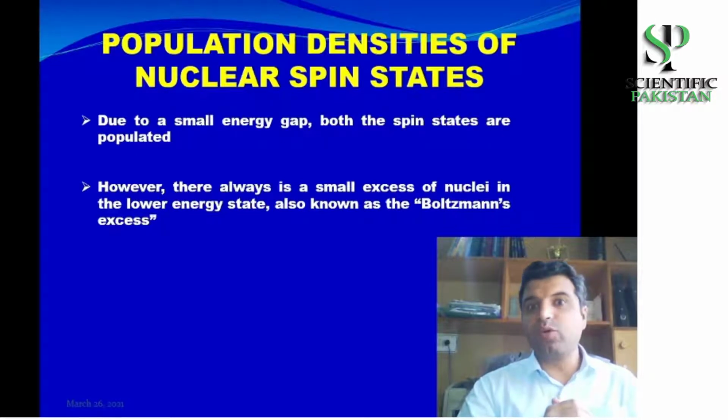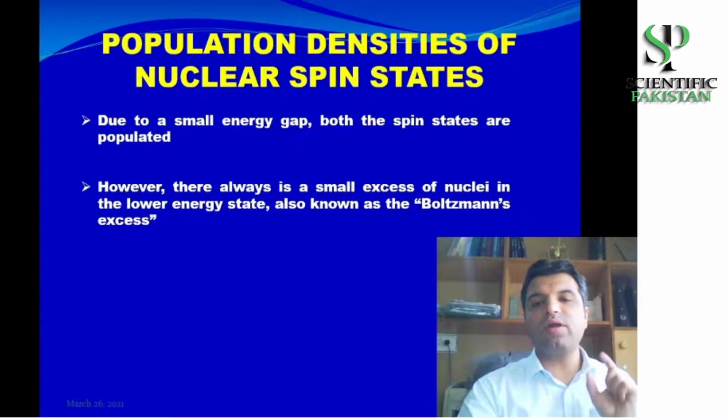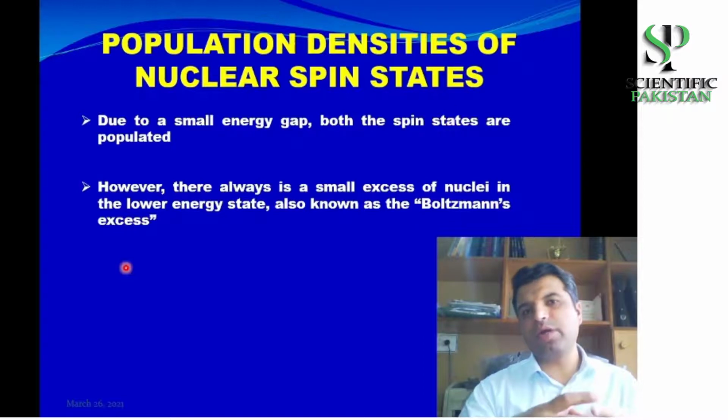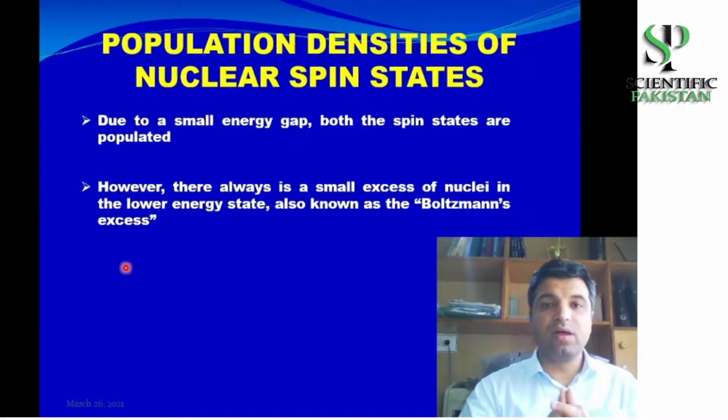No, they're not equally populated. There always is a small excess of nuclei in the lower energy state, which is also known as the Boltzmann excess. Everything tries to be in a lower energy state to be stable, and that is why when you have, for example, 100 nuclei, not 50 of them would be in the alpha state and 50 in the beta state, but there will be a slight excess of nuclei in the alpha state. For example, you would have like 52 nuclei in the alpha state and 48 nuclei in the beta state. That might be the ratio.